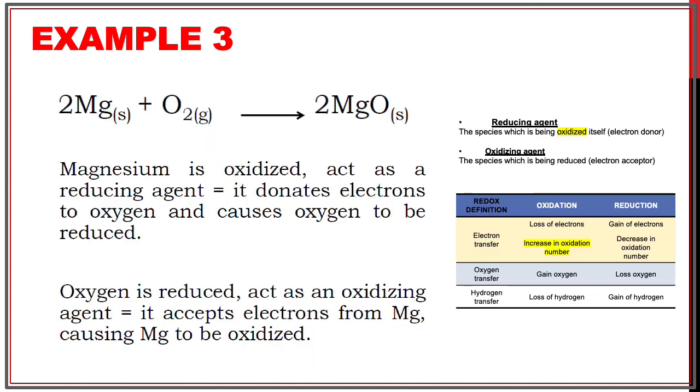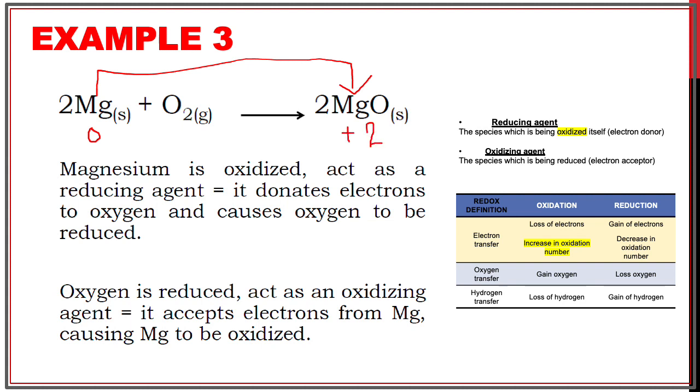I give an example here for the oxidizing and reducing agent. 2 Mg plus oxygen forms 2 MgO, magnesium oxide. So which one here is the reducing agent and which is the oxidizing agent? Magnesium is oxidized, so it acts as the reducing agent. Why is this an oxidation process? Because you can see that the oxidation number for Mg is 0, and the oxidation number for MgO is positive 2.